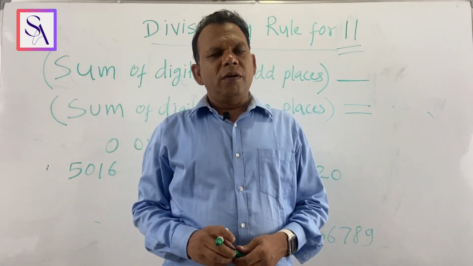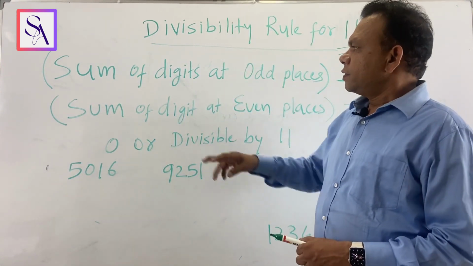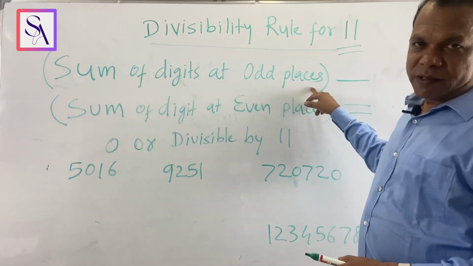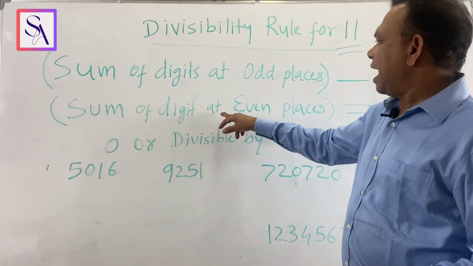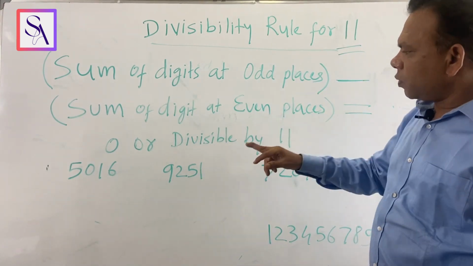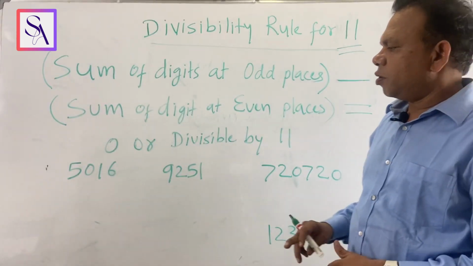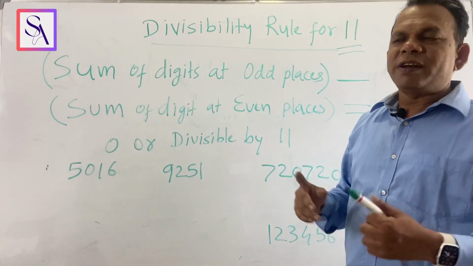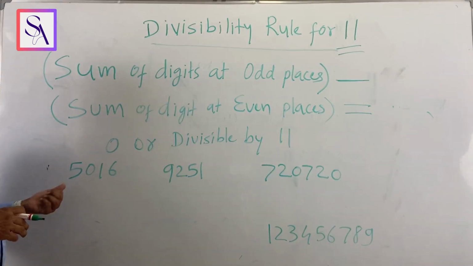Divisibility rule for 11. If the sum of digits at odd places minus the sum of digits at even places is equal to 0 or divisible by 11, then that number is divisible by 11. What does it mean? So take an example, 5016.